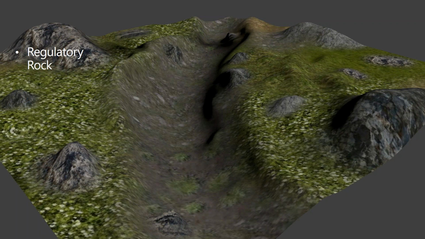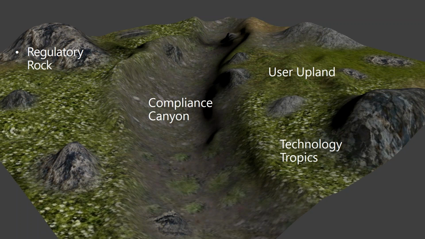But the metaphor still holds: regulatory rock, compliance canyon. You may be driving through that rocky road there. And there, you know what, Mark, there is no good U word I found to describe geographical or topographical features. So I just called it user upland, meaning that there are new users and new challenges with supporting those users.